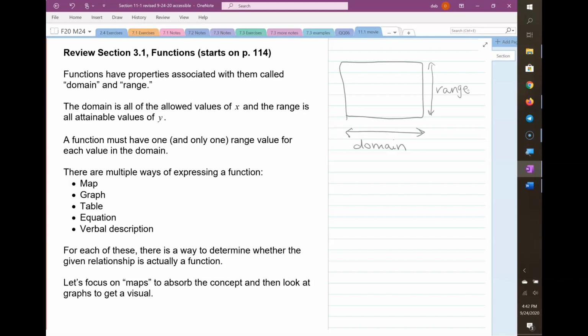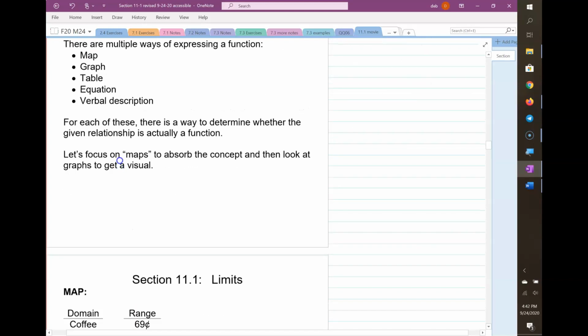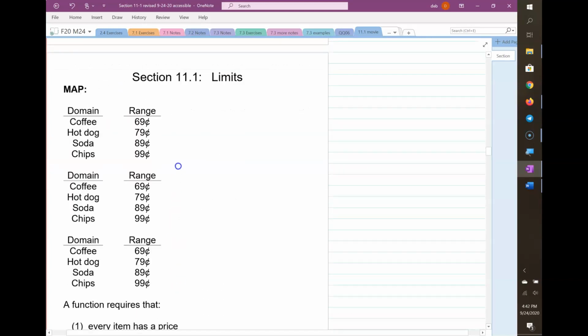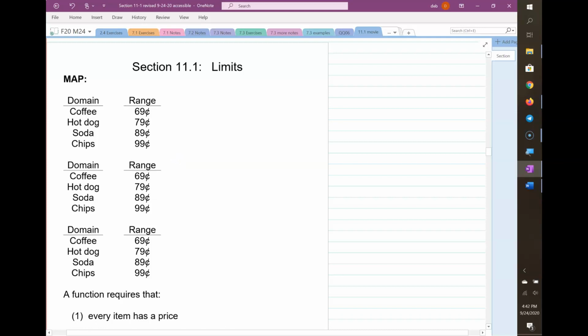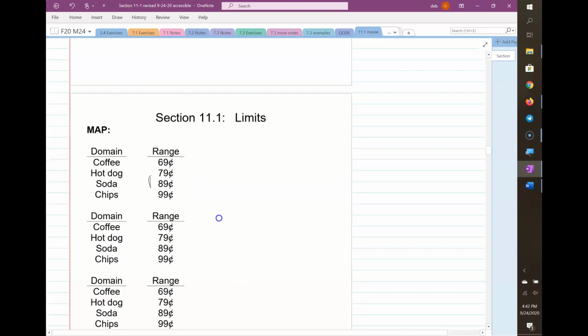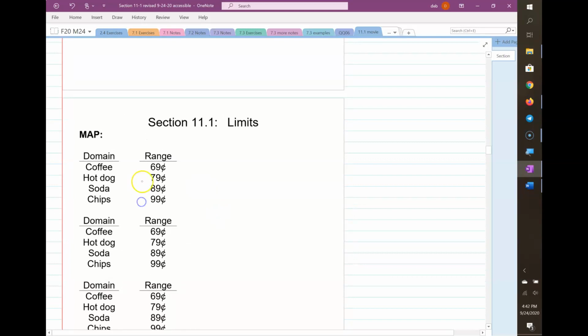And there's a way to use each different way of showing a function to decide whether what you're looking at is indeed a function. So let's focus on maps first to absorb the concept, and then we'll look at graphs so that we have a visual representation. So first I want to look at a map, which is a price function. Potentially what we're trying to figure out is, is something a function? So this is prices on items at a store.